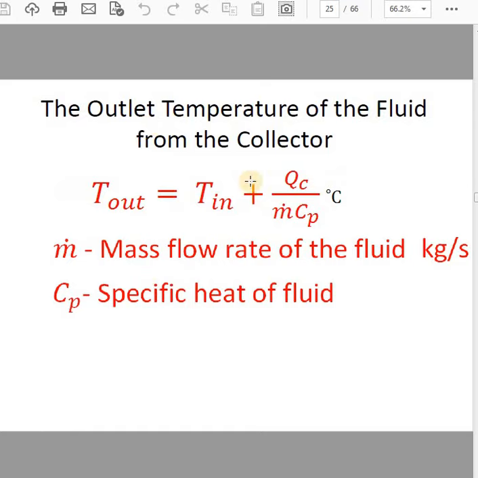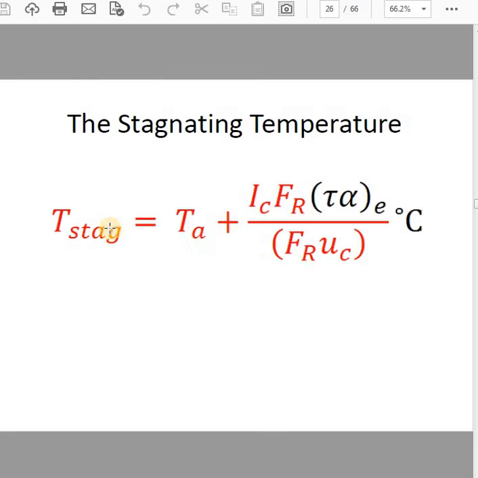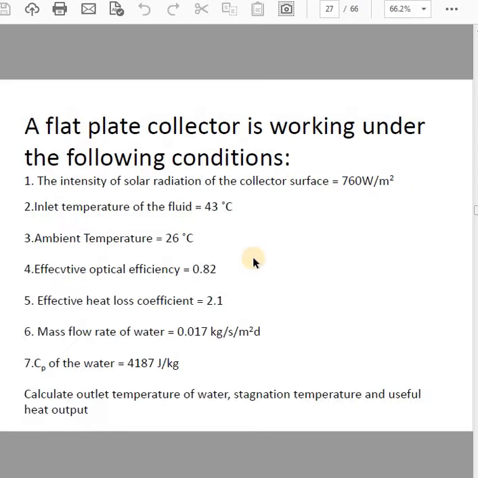The outlet temperature can be calculated by inlet temperature plus Qc divided by m times Cp, where m is the mass flow rate of the fluid and Cp is the specific heat of the fluid. And the stagnation temperature is calculated from the inlet temperature, the ambient temperature in the atmosphere, and this. The flat plate collector is working under the following conditions.